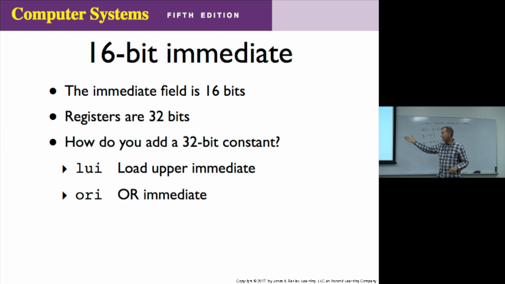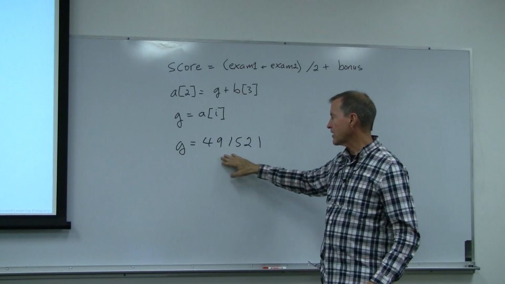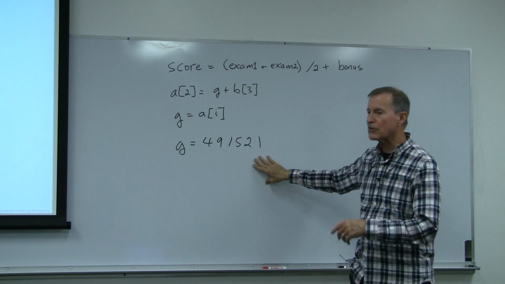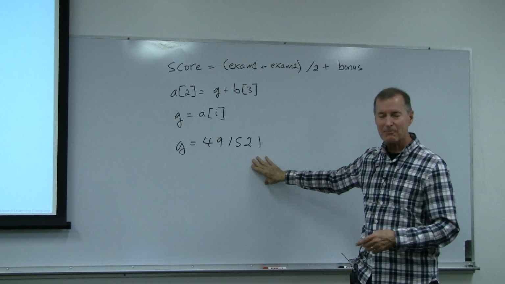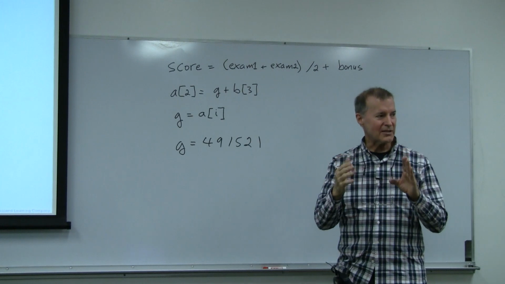So how do you add a 32-bit constant? How do you load a 32-bit constant? Or add or load, whatever. Okay? You see the problem? The problem is this: 491,521 is longer than 16 bits, but the immediate field is only 16 bits wide.